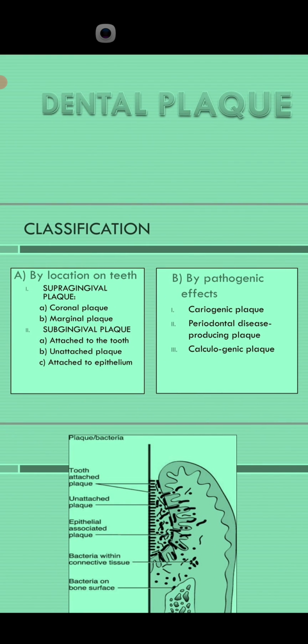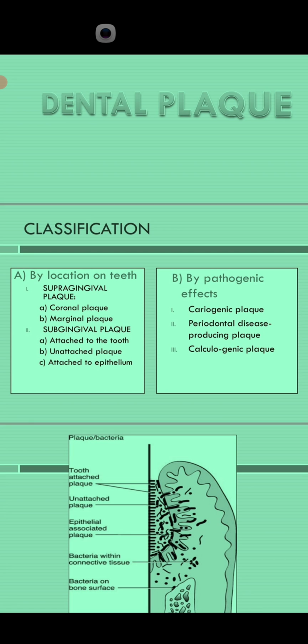Now come to the dental plaque classification. We classify dental plaque on two bases. Number one, by location on teeth, where the plaque is located. Second, by pathogenic effect, meaning which type of pathologic effect the dental plaque causes. First, classification by location on teeth. Here we divide dental plaque into two: number one is supragingival plaque and second is subgingival plaque. Supragingival plaque is present above the gingiva and subgingival plaque is present below the gingiva. Then supragingival plaque we divide into two types, and subgingival plaque we further divide into three types.